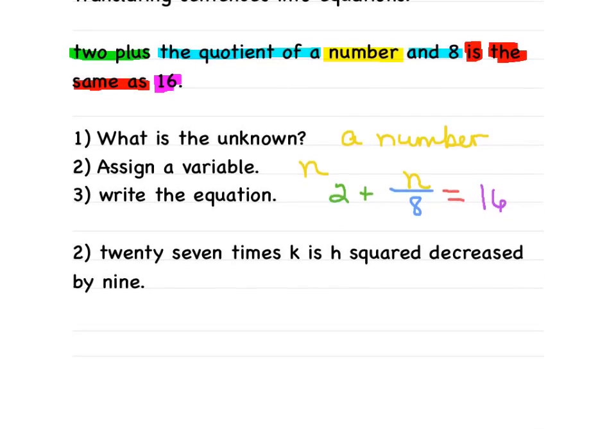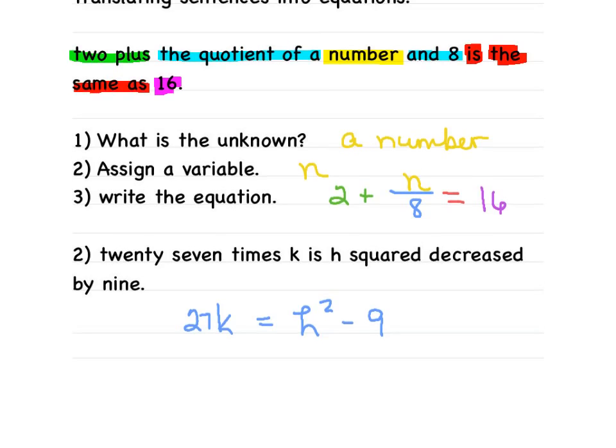All right, try number 2 on your own. 27 times k is h squared decreased by 9. So they've already identified the 2 variables for you. There are 2 variables in this one, k and h. Go ahead and just translate that into an equation. Pause the video now. Okay, check your work. I have 27k equals h squared minus 9. That's how you would translate that sentence into an equation. Okay, let's continue.